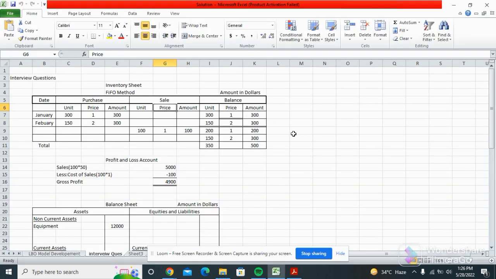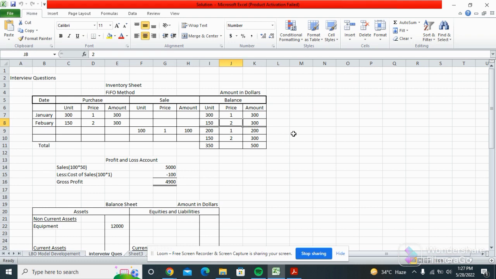First of all, the company purchased some raw material in January, that is moisturizer. They purchased 300 units of moisturizer. The price is $1, and the overall amount spent is $300. After that, in February, they purchased 150 units of moisturizer, and the price went up. So the same $300 is spent to purchase 150 units of moisturizer.